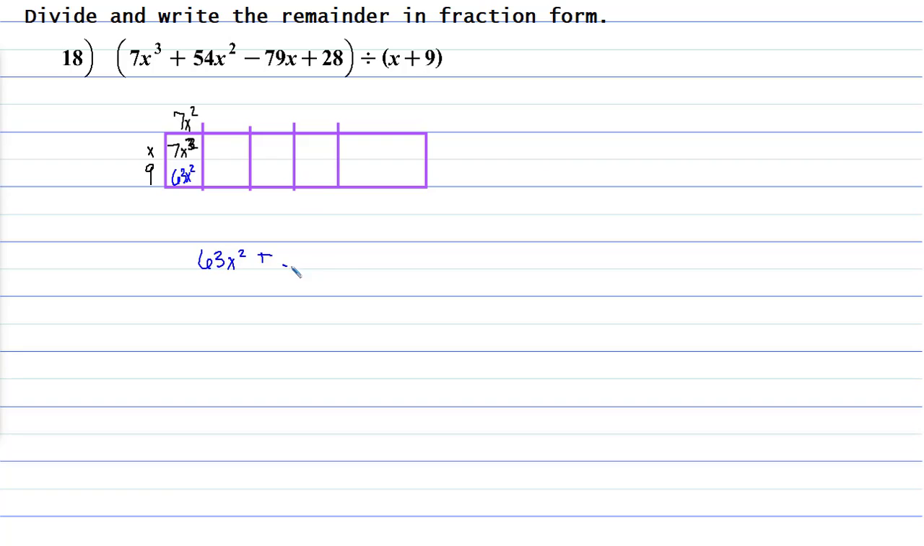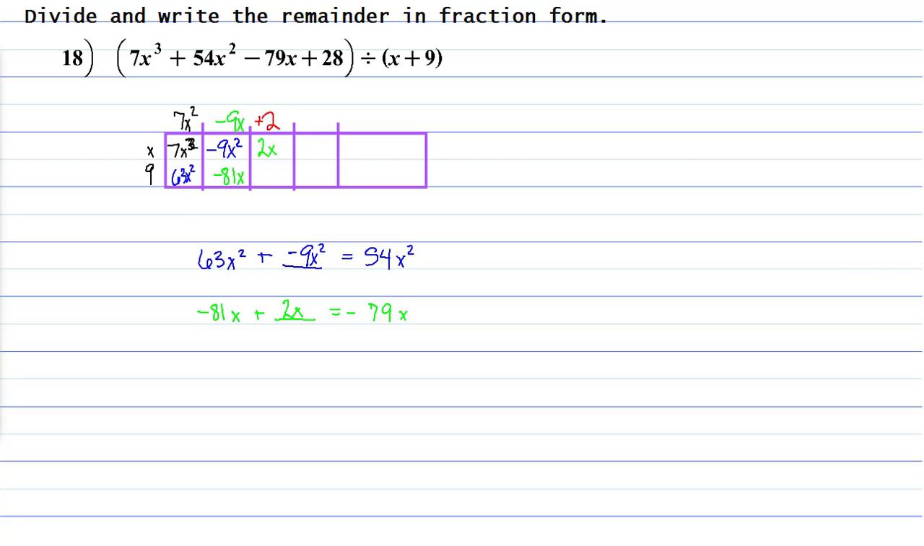63x squared plus something is equal to 54x squared. Well, that something is a negative 9x squared. You divide to go up, and you get negative 9x. Multiply to come down, you get negative 81x. Negative 81x plus something is equal to negative 79x. And so to get closer to the positive, I need to add 2x. Divide to go up, and I get a positive 2.